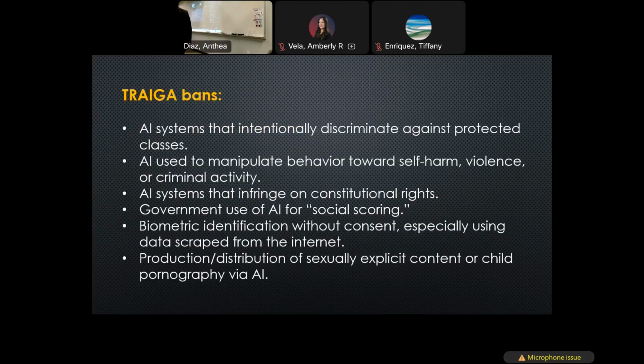TRAIGA bans AI systems that intentionally discriminate against protected classes, AI used to manipulate behavior towards self-harm, violence, or criminal activity, AI systems that infringe on constitutional rights, and government use of AI for social scoring. Now, I'm really kind of surprised and impressed that the legislators were aware of social scoring. Of course, as we know, legislation is usually drafted by interested third parties, not by the legislators themselves. It also bans biometric identification without consent, especially using data scraped from the internet, and the production and distribution of sexually explicit content or child pornography via AI.